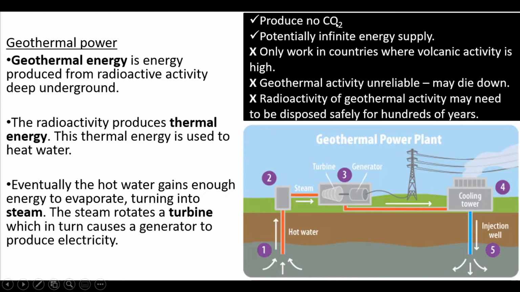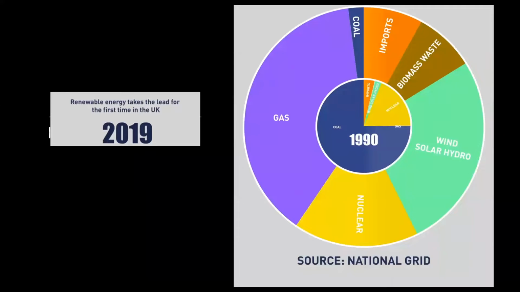Again, it produces no carbon dioxide. In certain places, it's a potentially infinite energy supply. It only works in countries where volcanic activity is high, so it can only be in certain locations. Geothermal activity is unreliable and may die down. And also there's the radioactivity of geothermal activity, so there could be contamination issues, even from a natural source. But I think the main thing is only certain places can use it, but where it can be used, it's very effective, because they do use it in lots of places.